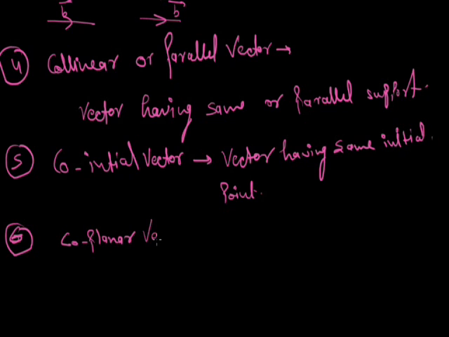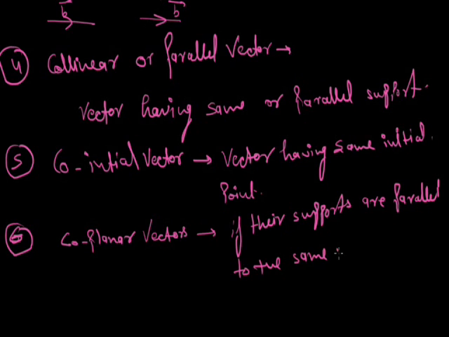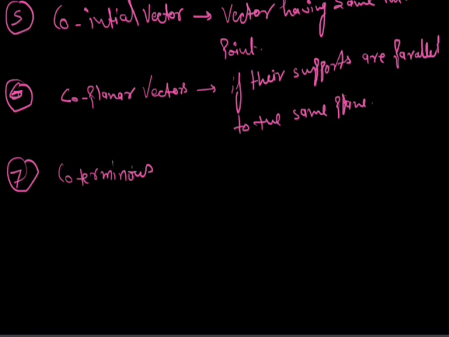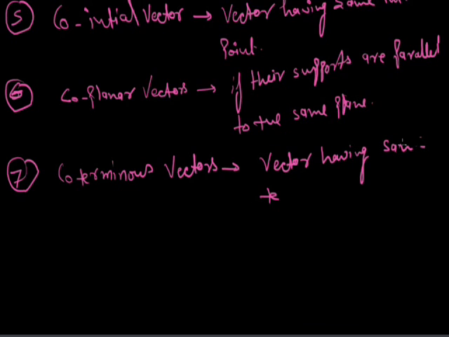Sixth, coplanar vectors. A system of vectors is said to be coplanar if their supports are parallel to the same plane. Seventh, coterminous vectors: vectors having the same terminal point.